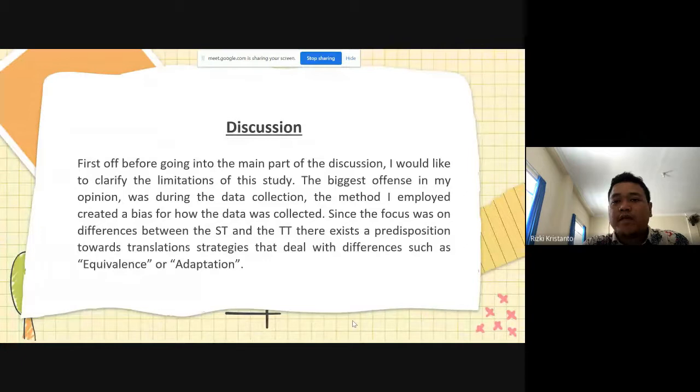Especially in dealing with differences such as equivalency or adaptation. So these two, this problem of equivalency is going to be the part that is not easily explored. It's not going to be easy for us to understand, especially for Indonesian people who want to translate other languages using indirect translation. Next, please.